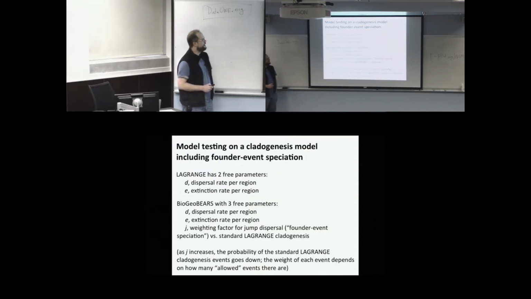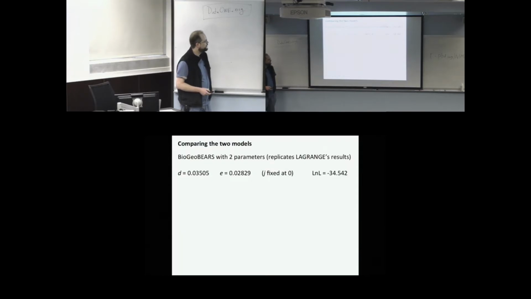But then we can compare the 2-parameter model in this Lagrange program to my 3-parameter model, where I've added a J parameter controlling the weight of jump dispersal at cladogenesis, which has an implicit 0 in the Lagrange program. So when we compare that 2-parameter model on Hawaiian Psychotria, we have -34 as the log likelihood. When I add this parameter for J, I get a positive value for J, and I get a log likelihood of -20.9, which is about 13 units higher than for the traditional model everyone's been using.